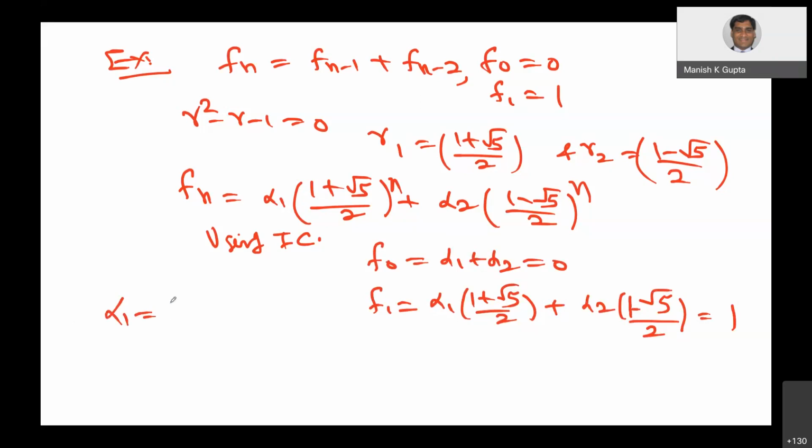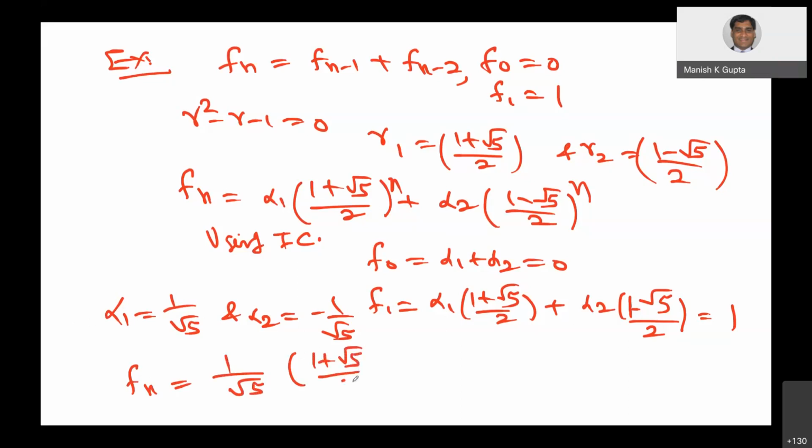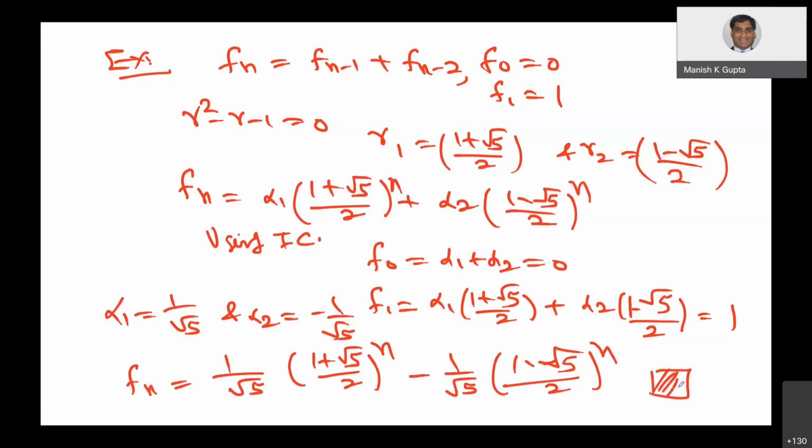So alpha 1 turns out to be 1 over root 5 and alpha 2 turns out to be minus 1 over root 5, and hence fn is equal to 1 over root 5 times (1 plus root 5 by 2) raised to power n minus 1 over root 5 times (1 minus root 5 by 2) raised to power n. So this is the answer. So I think you know how to solve these recurrence relations using theorem 1. So remember, theorem 1 is applicable only if the roots are real and distinct, right?